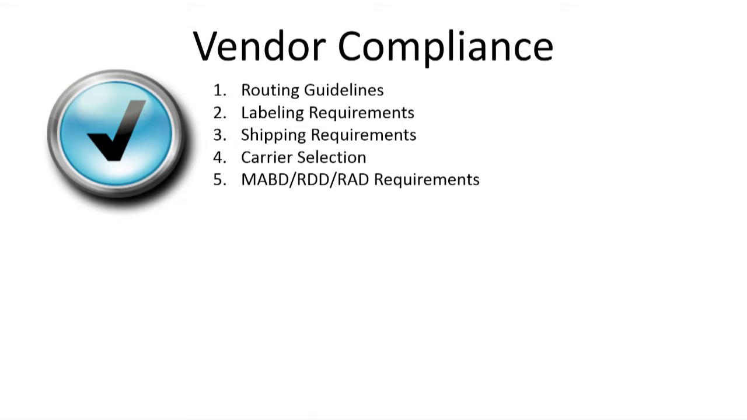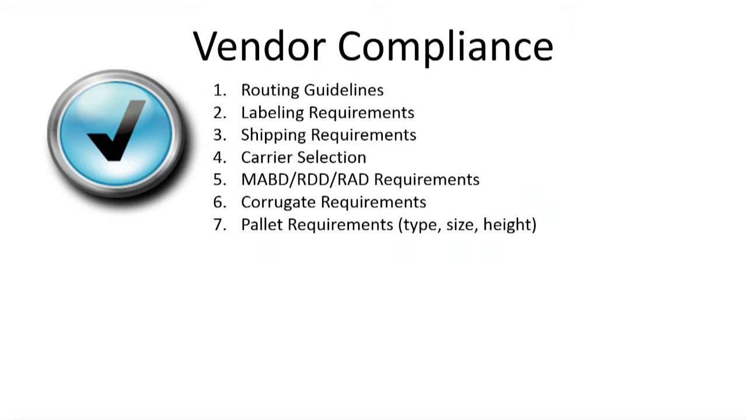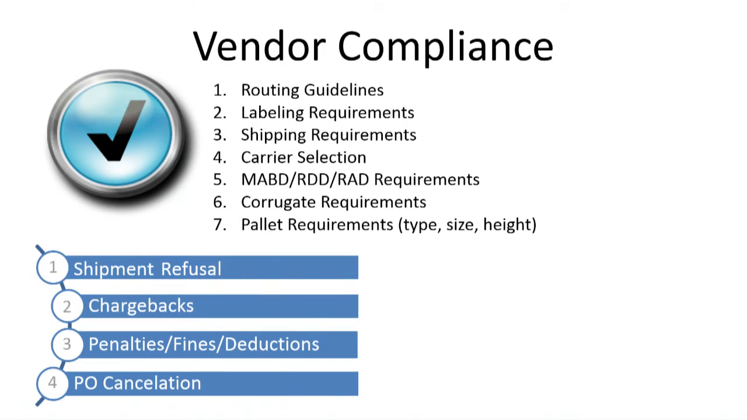MABD, RDD, RAD. MABD is Walmart terminology, must arrive by due date. RDD is used by several retailers, requested due date. RAD, required arrival date or requested arrival date. There's lots of different terminology. Again, not all retailers are equal, but these are the things, just from a supply chain standpoint, these 7 things will cost you dearly if you go in with a flat cost per case for all retail.